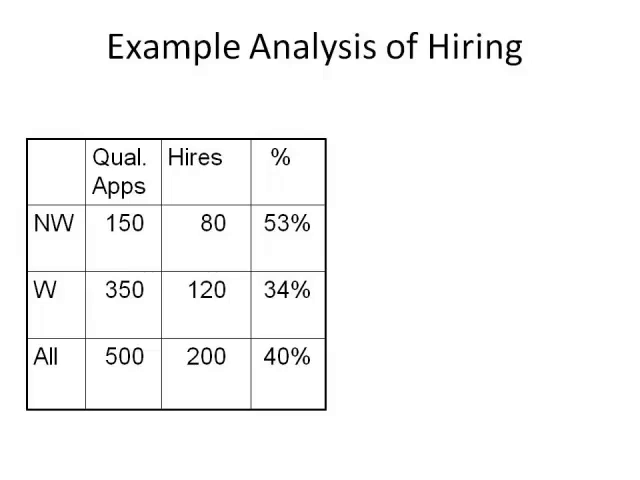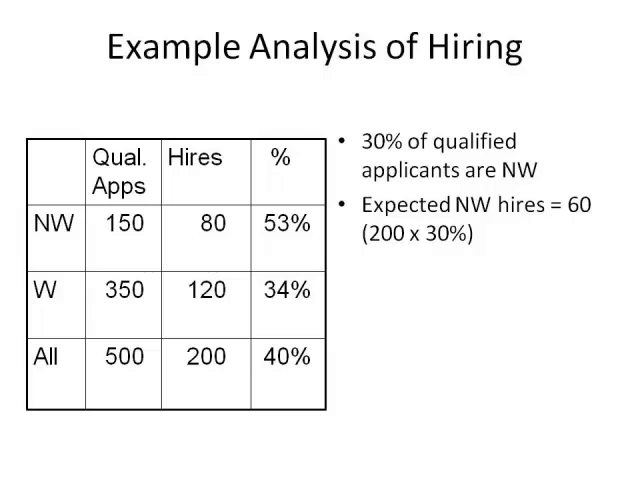And when we look at the qualified pool, our total number of applicants goes from 1,000 to 500. And of those 500 qualified applicants, 150 are non-white and 350 are white. So 30% of our qualified applicants are non-white. We would therefore expect 30% of our hire events to be non-white, or 60 non-white hires.